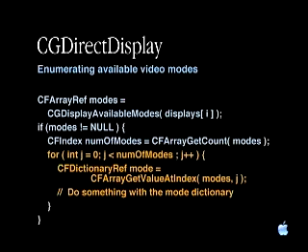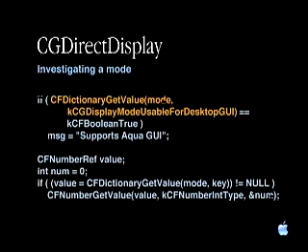So what can we do with a mode dictionary? Glad you asked. For each mode, you can get a number of different values. The CGDirectDisplay header, CGDirectDisplay.h, describes in fair detail what you can get out of that dictionary. Some things you can find out: whether that mode is actually usable for Aqua. As you know, Aqua doesn't like to run in 640 by 480, doesn't like to run in 8-bit. This will tell you whether or not that display mode supports Aqua.